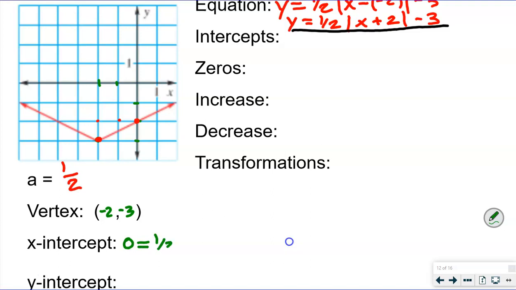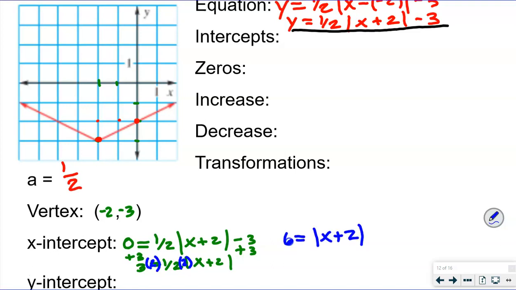So we're going to say 0 equals 1/2 absolute value of x plus 2 minus 3. So when I do this, I'm going to add 3 to both sides. So when I do that, I get 3 equals 1/2 absolute value of x plus 2. Then I'm going to multiply both sides by 2 to get rid of that 1/2. Okay, so that's going to leave me with 6 equals the absolute value of x plus 2. Now this is where you're going to switch this up. So you're going to solve for both a 6 and a -6. And the reason I'm doing that is because obviously the absolute value means that if there was a negative value in there, then it would become positive, okay?